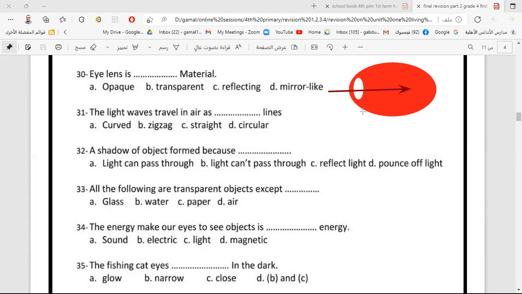Like glass. It is like glass. Like eyeglasses. Transparent. It is transparent. Very good, my son. Thank you, Omar.